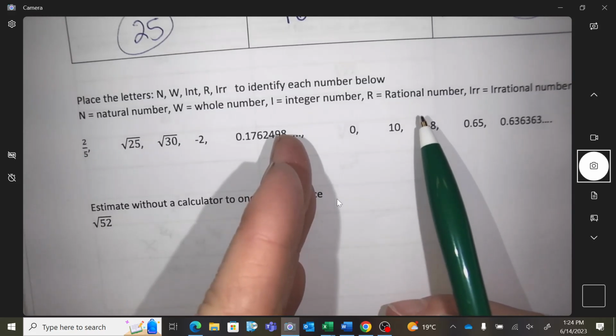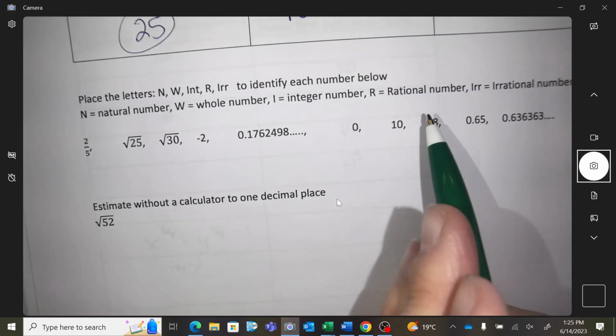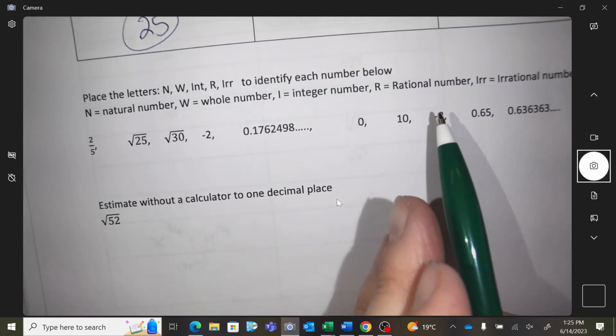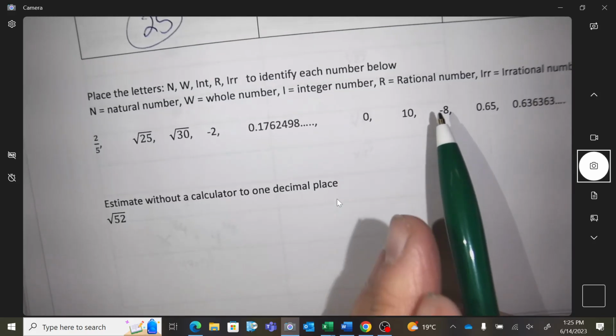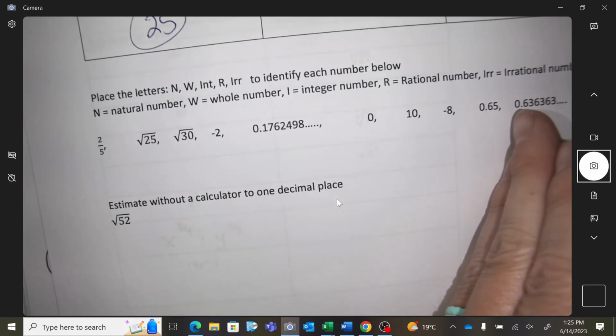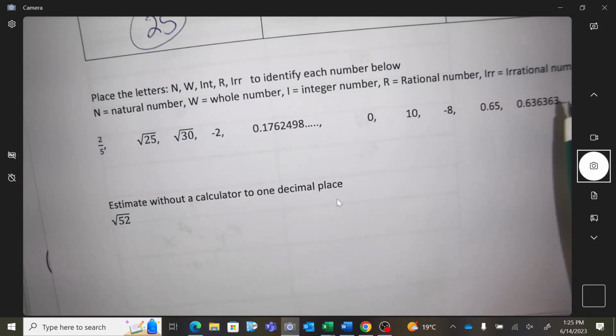Rational numbers, what else am I adding into this? Repeating decimals. And normal decimals. Fractions, decimals that repeat, decimals that stop, fractions. Irrational is everything that's not that. So what's not any of those? Decimals that go on, right? There's no pattern.